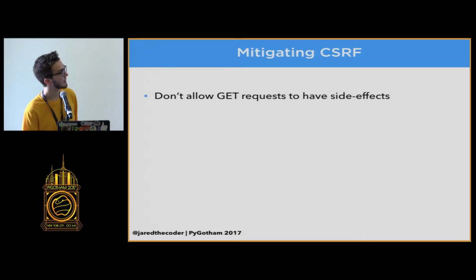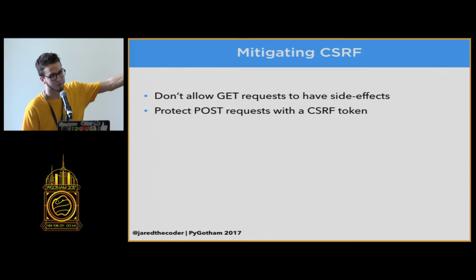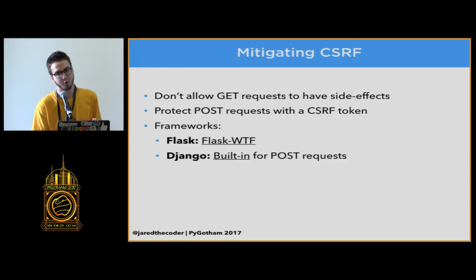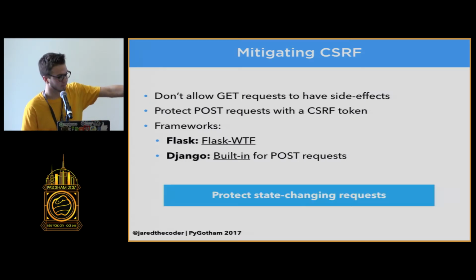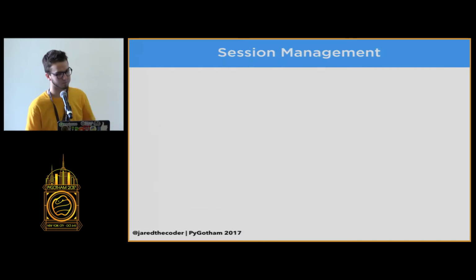So the way to mitigate this is to not allow requests to have side effects. Don't allow GET requests to have side effects, but if POST requests have side effects, all you have to do is put a token into those POST requests, which Flask and Django will already do for you. It does that by putting a random nonce into the request, and then the server will check that and confirm that it matches up. There's no way for you to replicate that because you don't actually own their client.